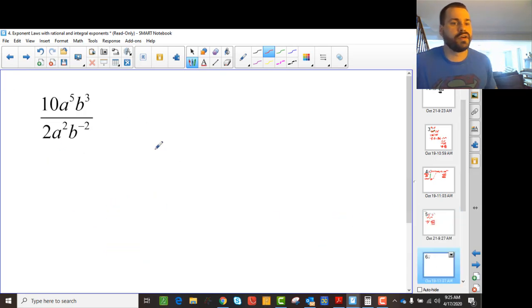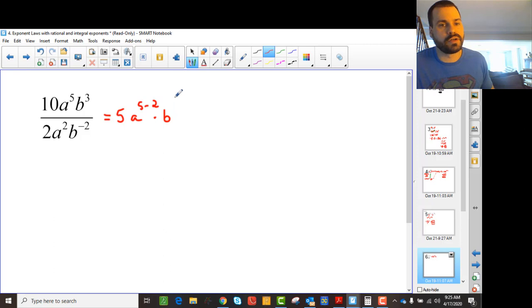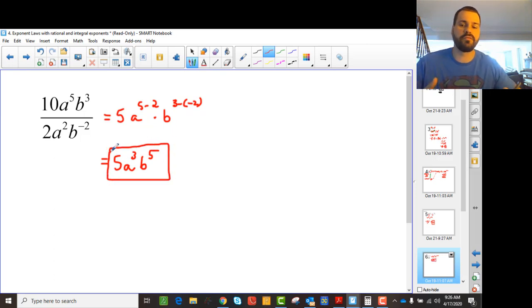Okay, if we look at another example, here's another one. This one, we're going to go 10 divided by 2 is 5. And then a, we're dividing, so we're going to subtract the exponents of 5 minus 2. And b, we're subtracting, so we're going to get 3 minus, but then minus 2. So we're going 3 minus minus 2. So that gives me 5a to the 3, because 5 minus 2 is 3. And then here we get 3 minus minus, which means we add. So we have 3 plus 2, which gives me 5. Okay, so that's my answer. And it's just a matter of being careful with those negatives.